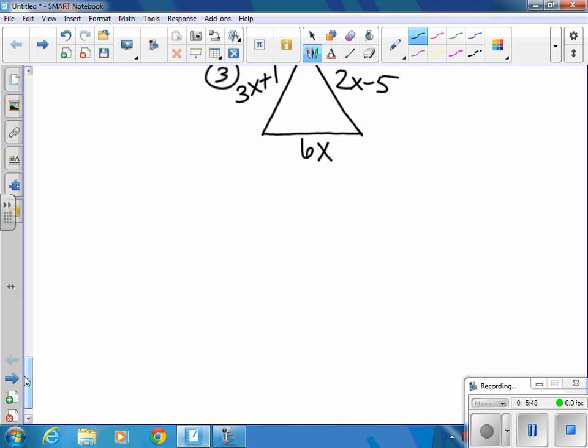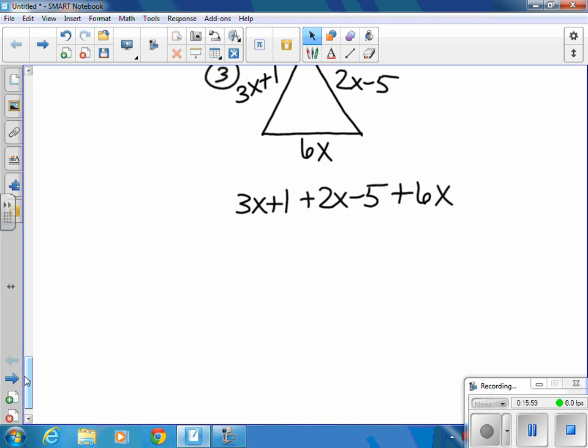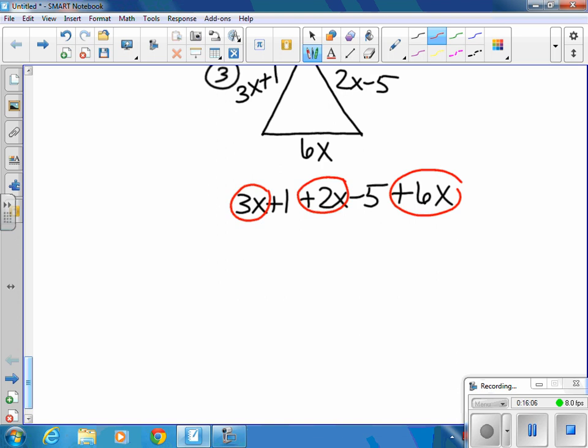So if I take and walk around the outside of this triangle, I have 3x plus 1 plus 2x minus 5 plus 6x. You've now created an algebraic expression that we can simplify. Again, go for your like terms. Take all the x's first, 3x plus 2x plus 6x. So that's 11x. And you'll notice that there's two constants, so you have to get those separately too. There's a plus 1 and a minus 5. So positive 1 minus 5 is going to be minus 4. So the simplified perimeter for this problem is 11x minus 4.